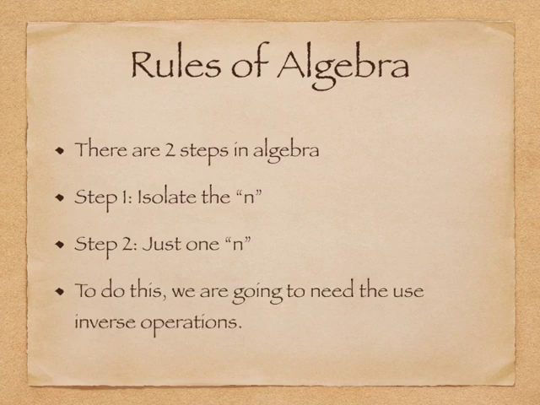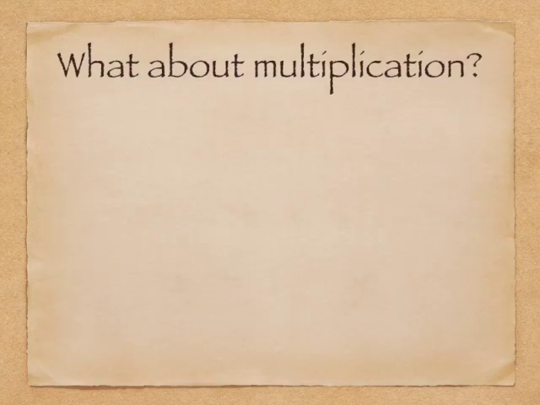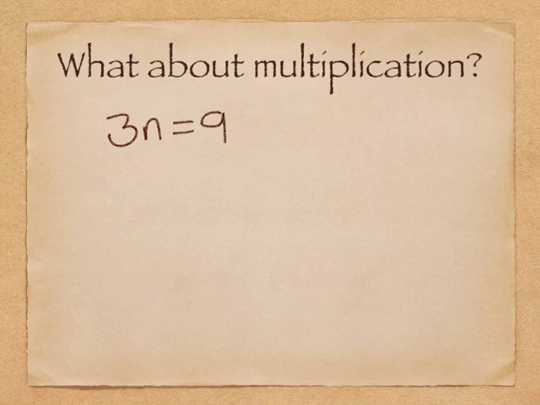Remember also that in order to do any of this stuff, we're going to need to use inverse operations. And inverse, of course, means opposite. We're going to use the opposite operation to try to solve these problems. So let's look at an example. We've done addition and we've done subtraction, but how do we tackle multiplication? So let's look at this problem. My problem here is 3n equals 9.